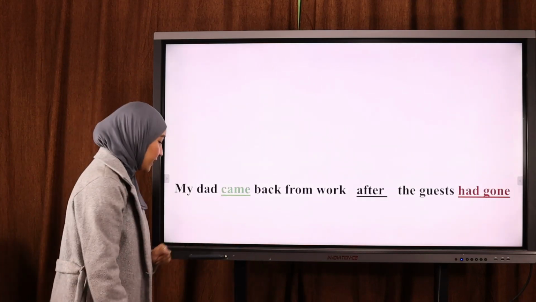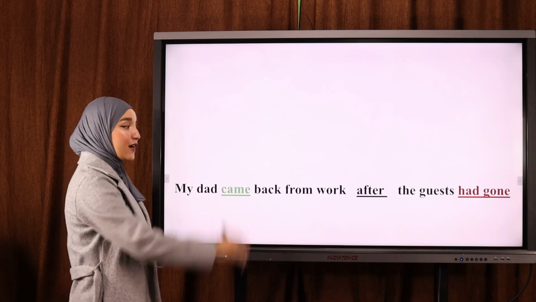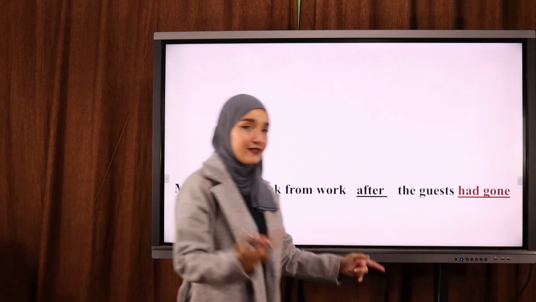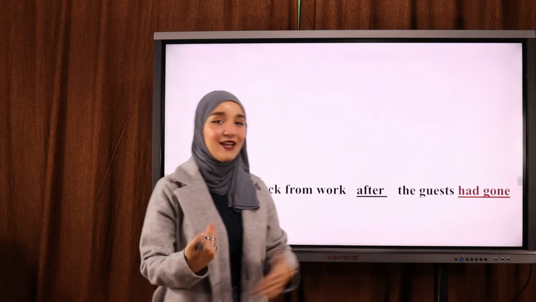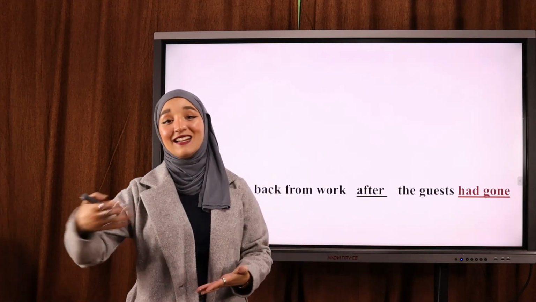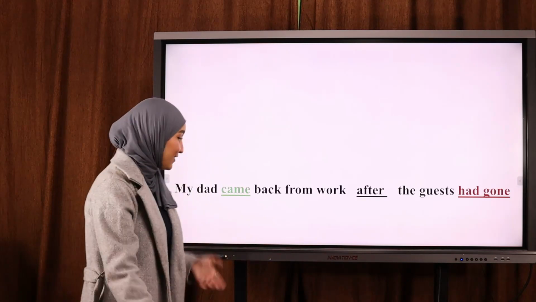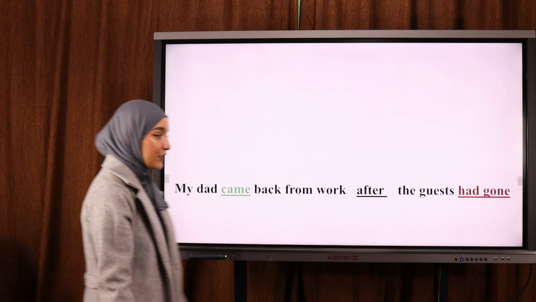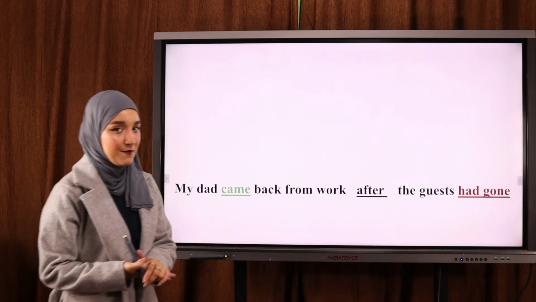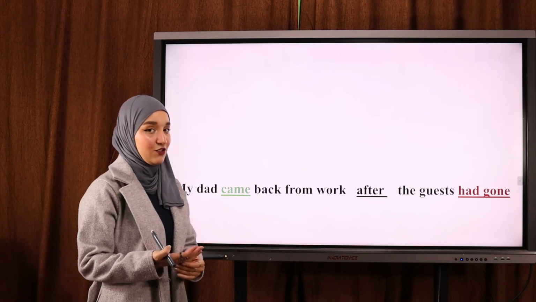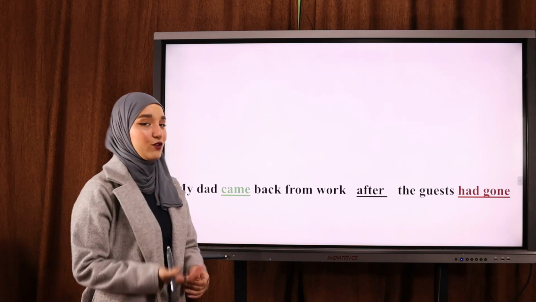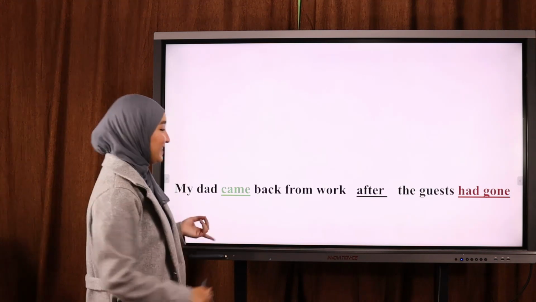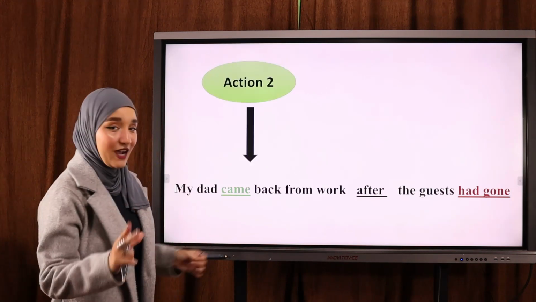Okay, I have an example here. My dad came back from work after the guests had gone. All right. So my dad came back from work after the guests had gone. So how many actions do I have here? One action? Of course not. Did you say two? I know you did. So I have two actions.